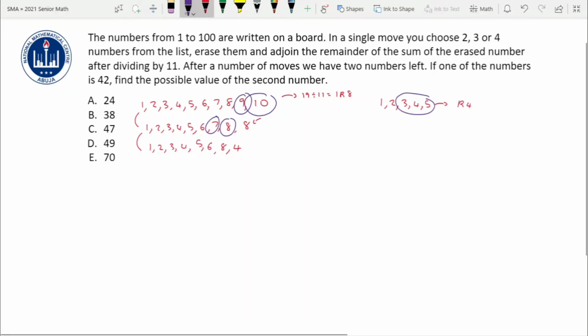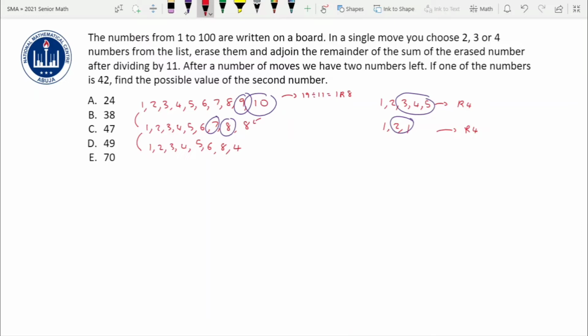So after removing these 3 numbers, what you will have at the next point will be 1, 2, and instead of 3, 4, and 5, you have just 1. And if you add these 3 numbers together and divide by 11, you still have a remainder of 4. And let's say that you decide that you want to remove 1 and 2 at this point.